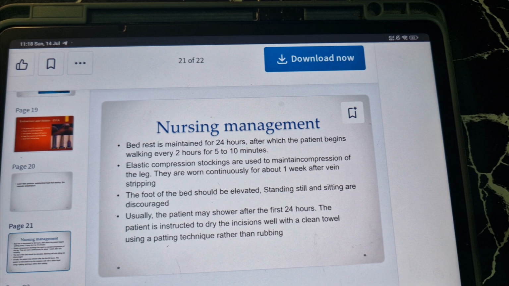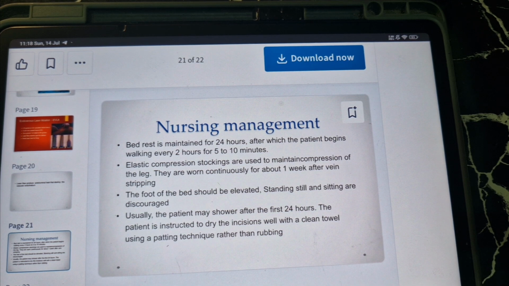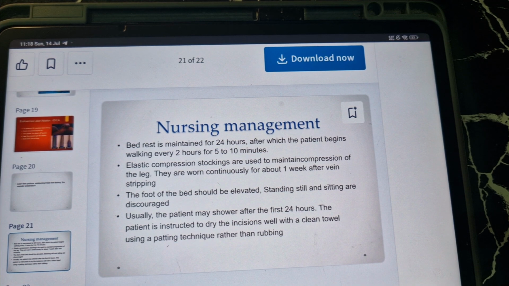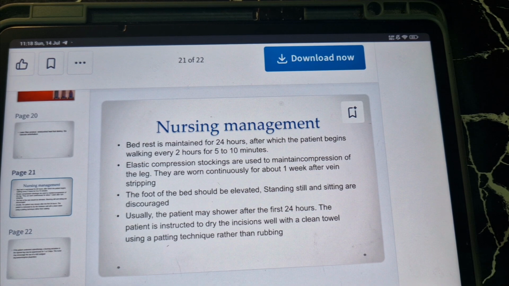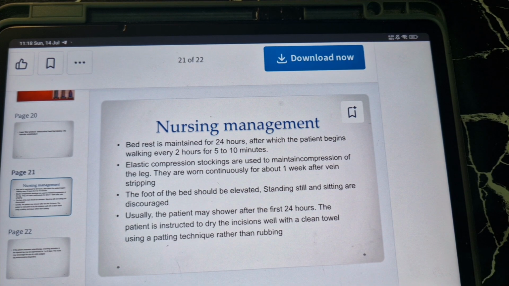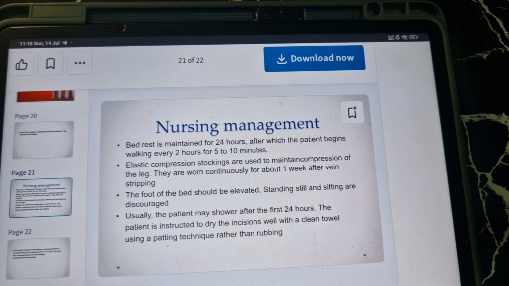Nursing management: bed rest is maintained for 24 hours, after which the patient begins walking every 2 hours for 5 to 10 minutes. Elastic compression stockings are used to maintain compression of the leg. They are worn continuously for about 1 week after vein stripping. The foot of the bed should be elevated; standing still or sitting is discouraged.